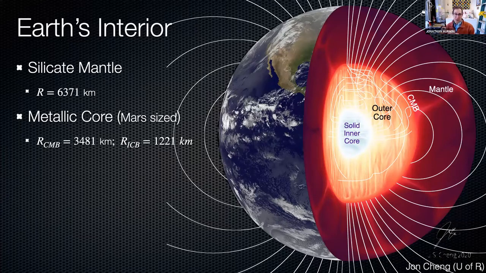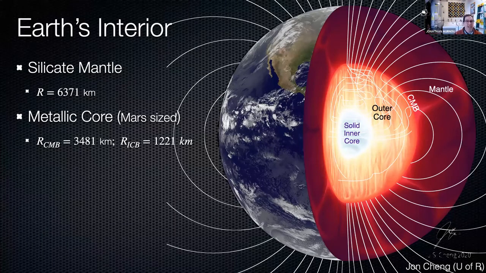I am going to focus today for the most part on the dynamo field we know best, and that would be Earth's magnetic field. So let's just hop right into Earth's interior. Earth has a radius of about 6,400 kilometers. The outer half of the planet is rocky, the silicate mantle. Within that, the inner half of the planet is a metallic core. The radius of the core is just under 3,500 kilometers, so it's roughly about the size of Mars. So we've got this kind of planet inside our planet.